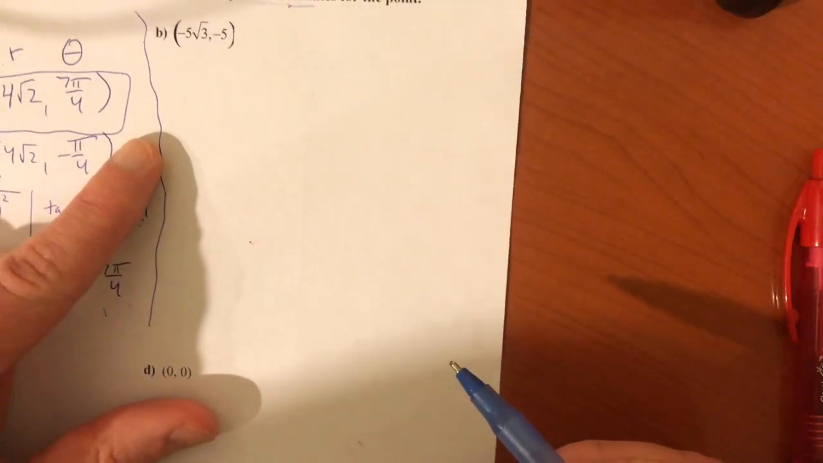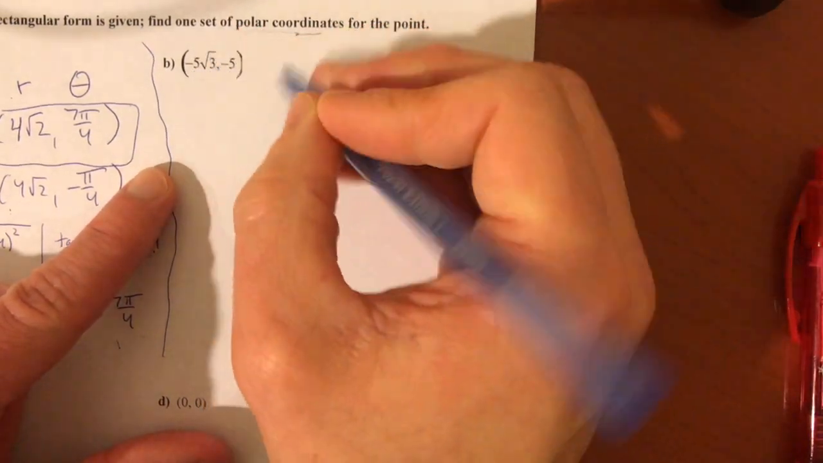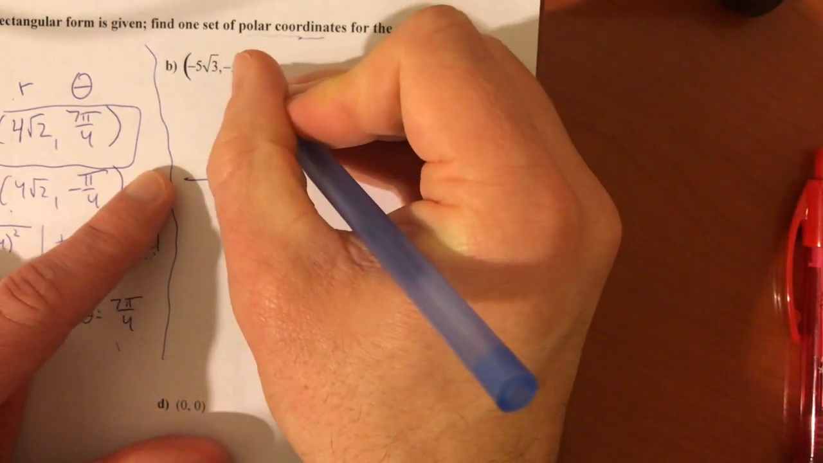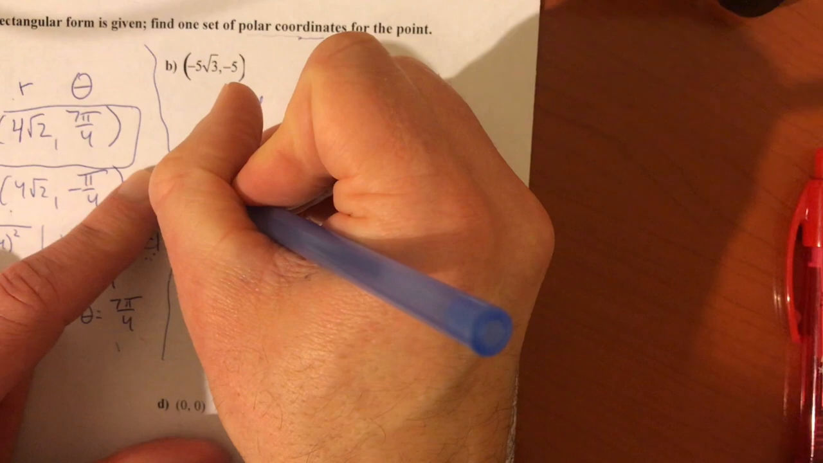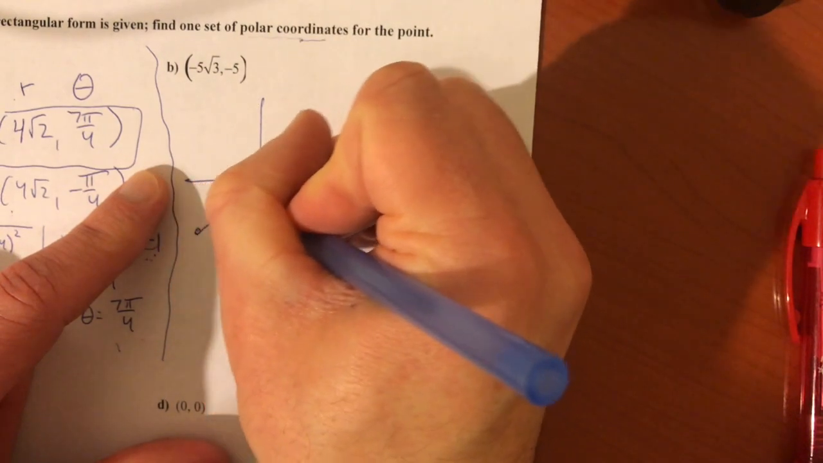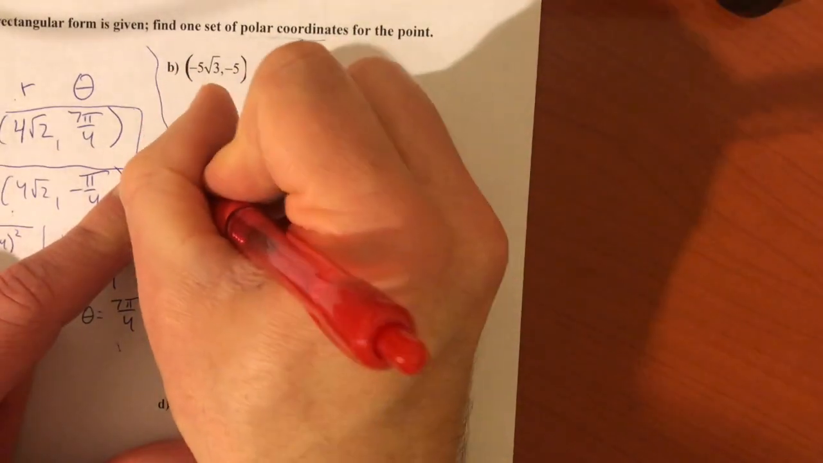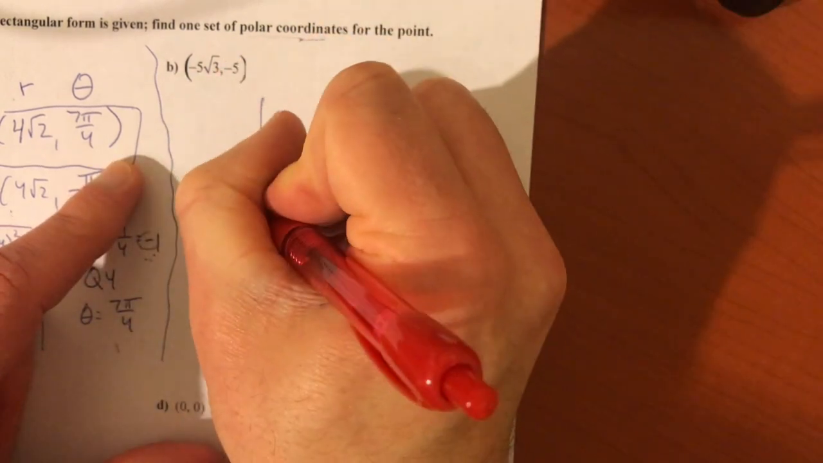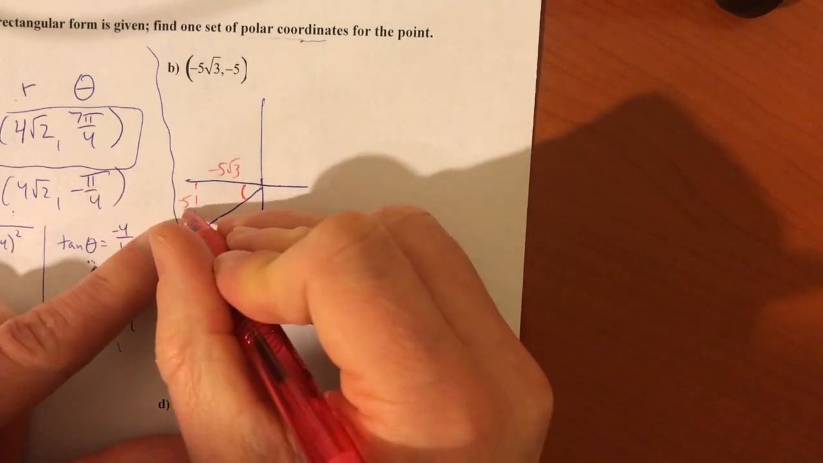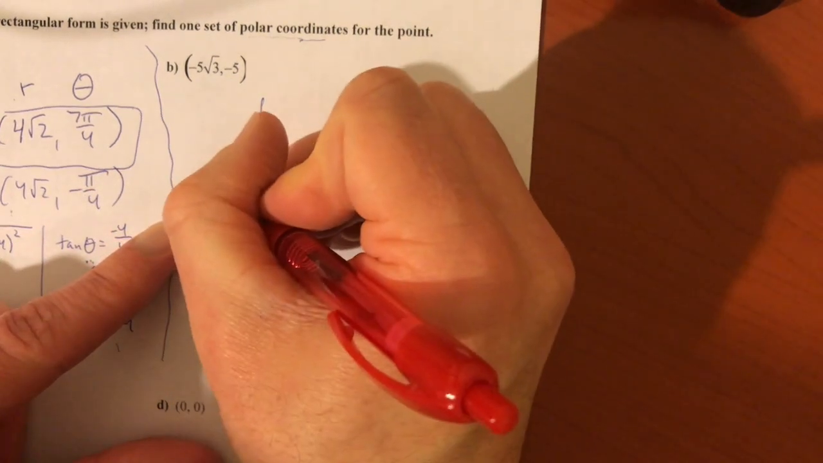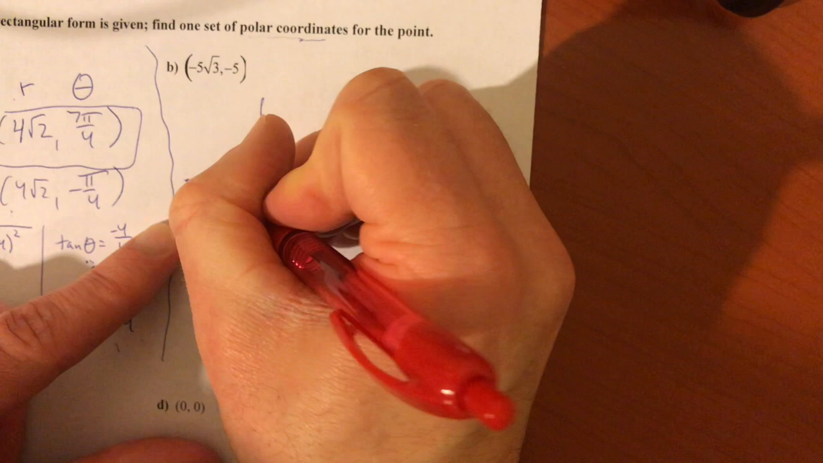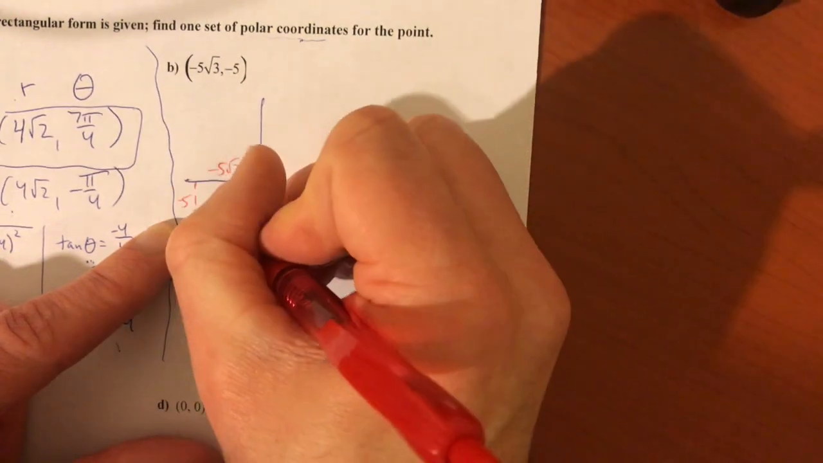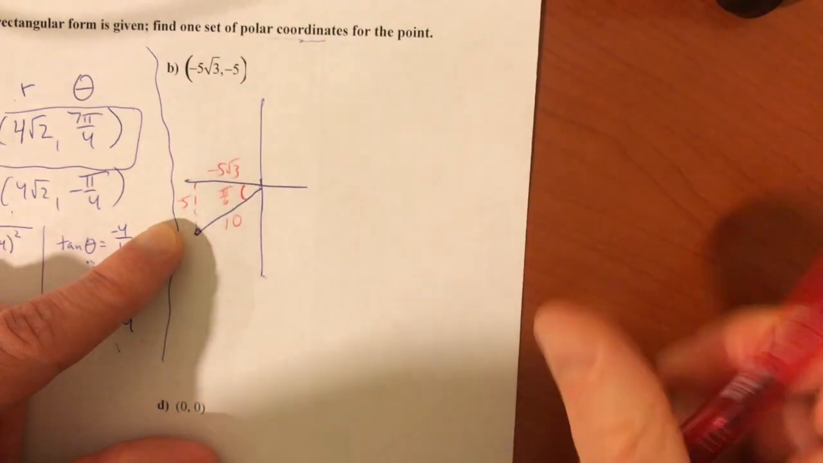So a couple others to wrap this up here. Negative 5 root 3, negative 5. What quadrant are we in? We're in quadrant 3. Negative 5 root 3, negative 5. To me, I look at that right triangle and I see that's 5 root 3. This is 30 degrees right here, or pi over 6. And that means that hypotenuse is going to be 10, right? Double whatever that short leg is.